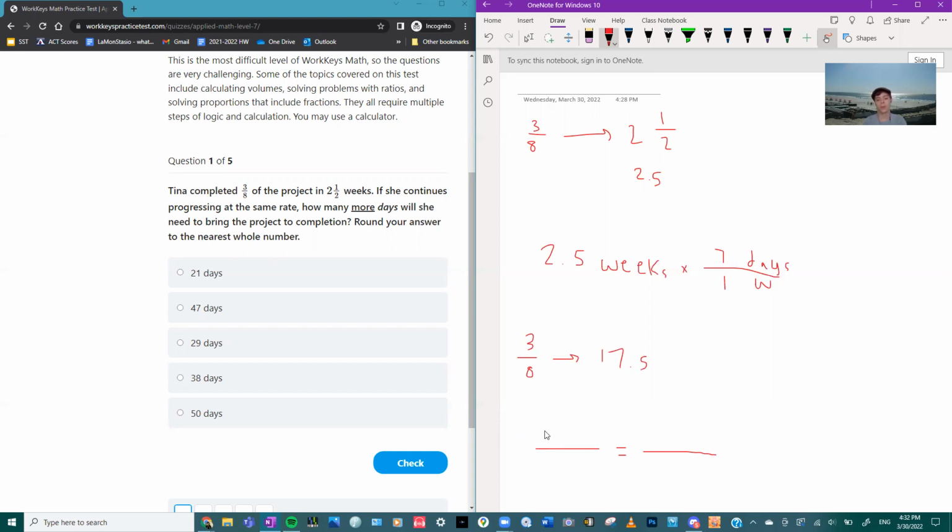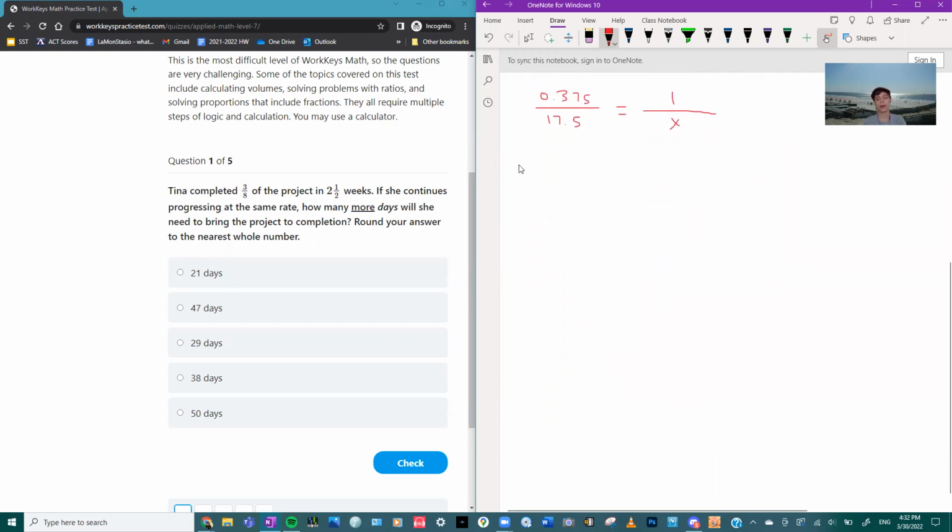So let's put on the top part the project finished. And so 3/8, let's make that a decimal. If you put that in a calculator, you would find out that it's 0.375. And she can complete that amount of the project in 17.5 days. So we'll put that on the bottom. Now the whole project, that would be 1, and we don't know how many days it took her, so we put an X there.